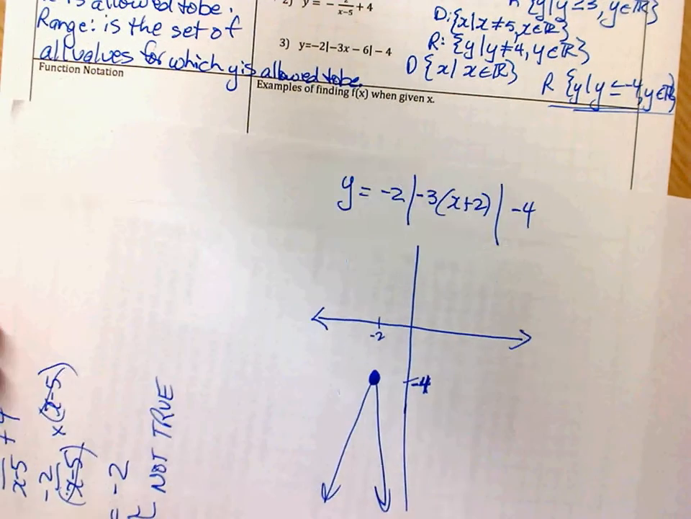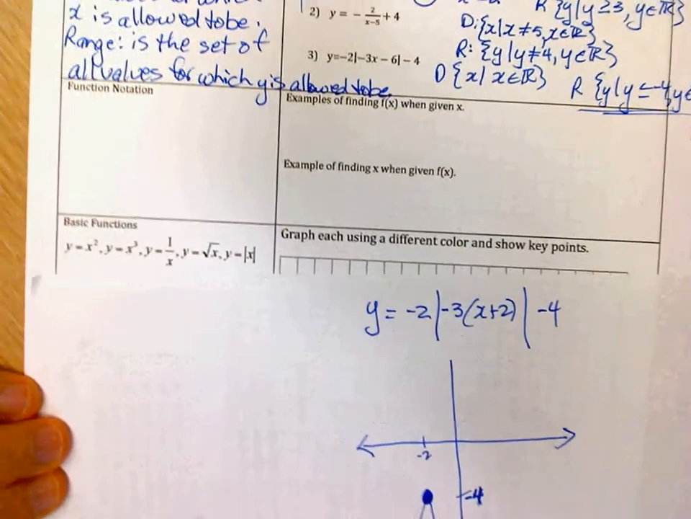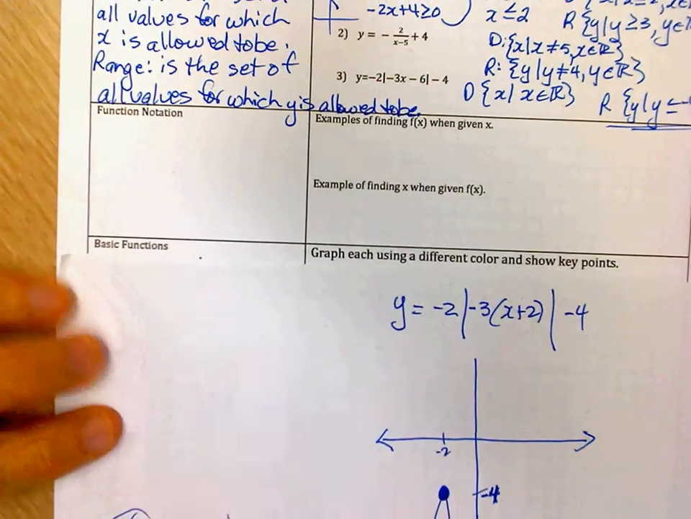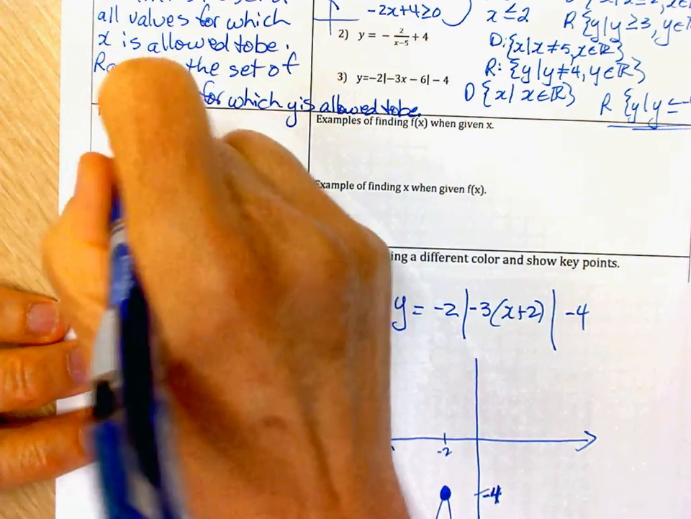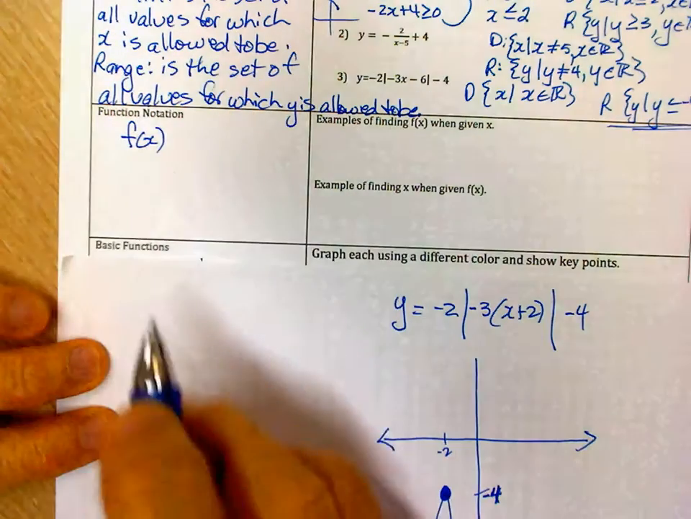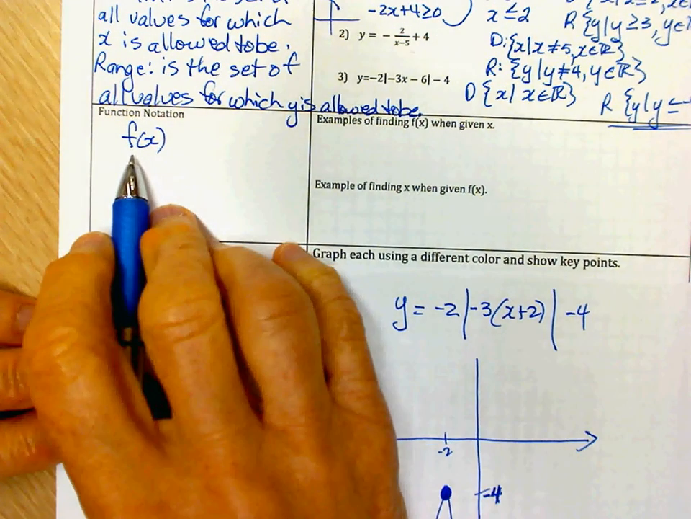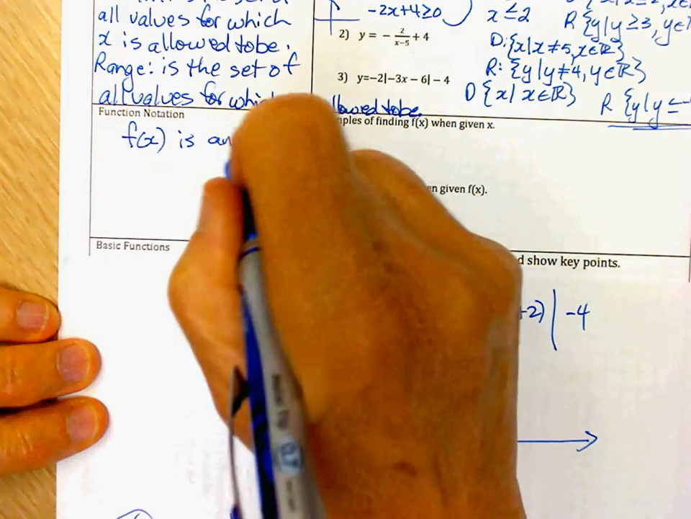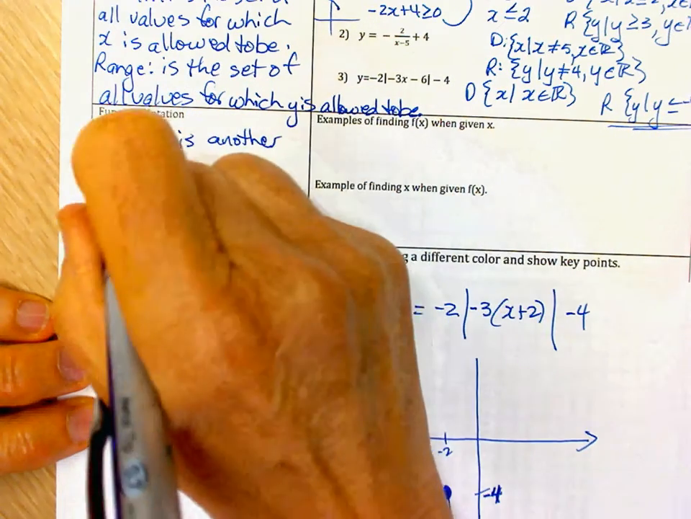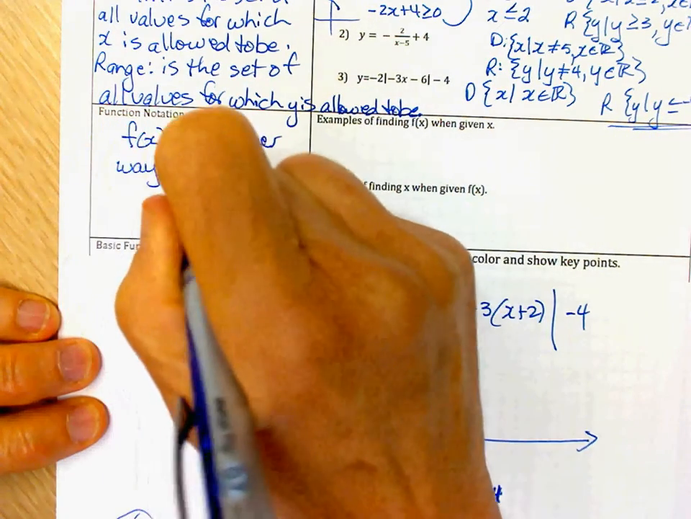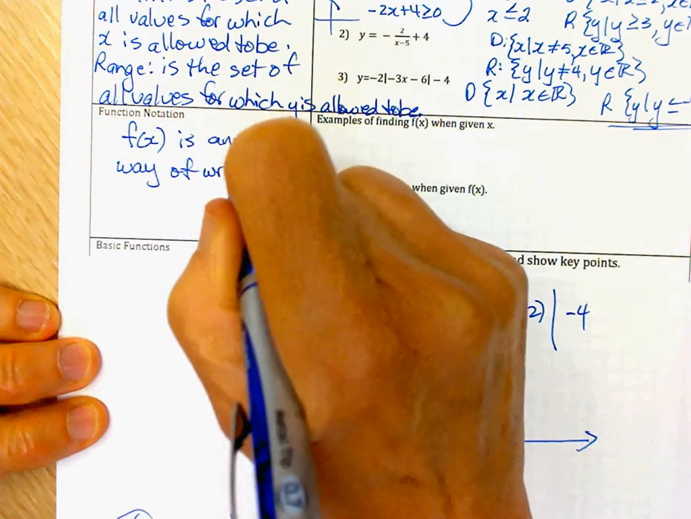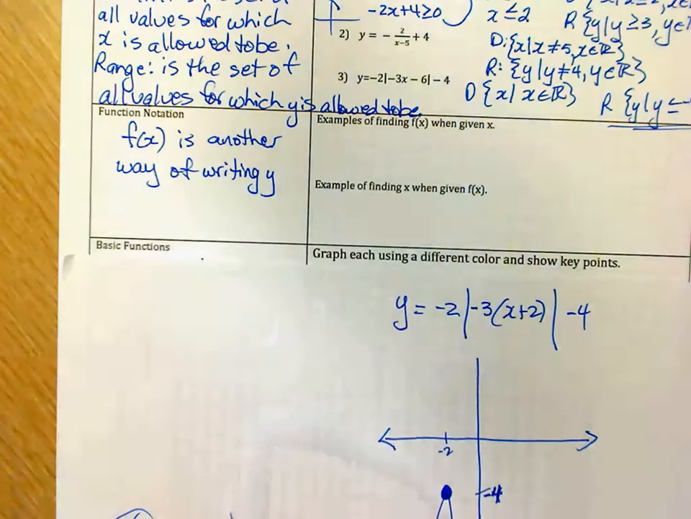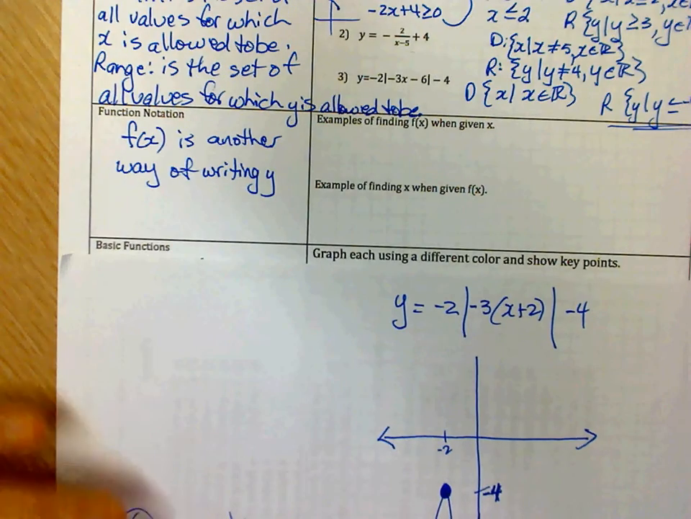Function notation. Well, function notation, if you recall, is when we use f of x or f at x, and this is another way of writing y. Okay. Examples of finding f of x when given x.